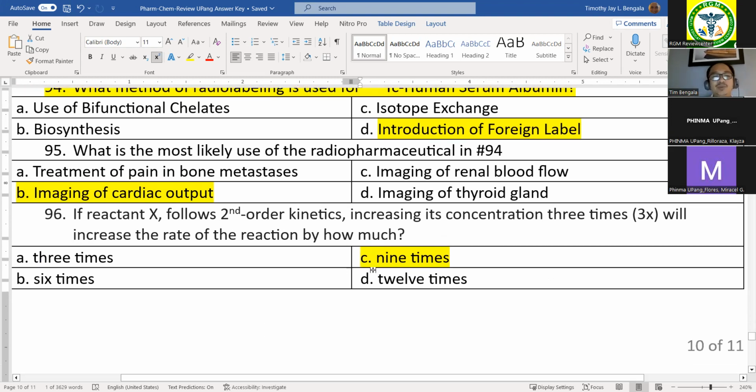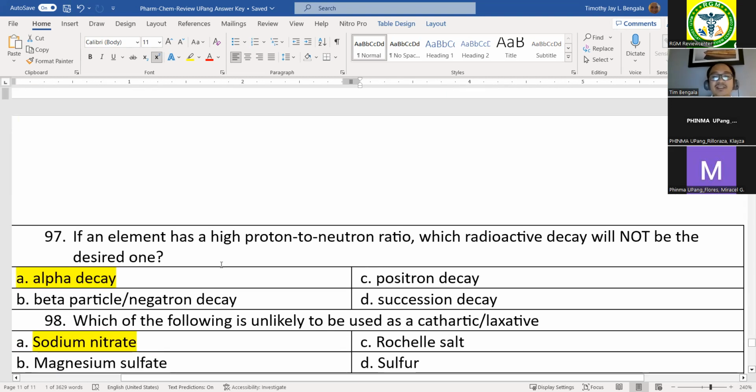Okay? So number 97, if an element has high proton to neutron ratio, so again, kung yung proton yung madami, gusto mong mabawasan yung proton at ma-convert siya into neutron. So kaya ang mas better, ito tatlo lang naman talaga yung pinagpipilian natin. So alpha decay yung hindi desirable para sa mas maraming proton.